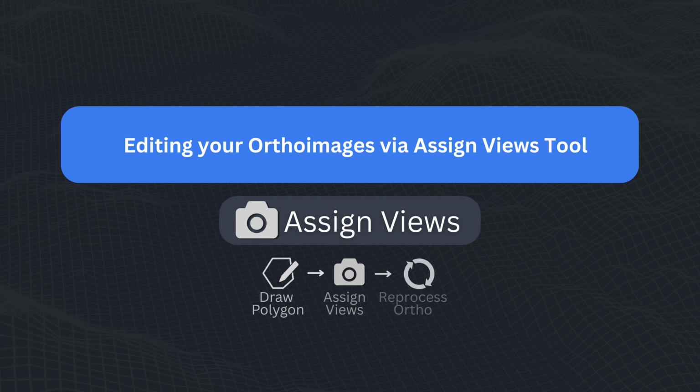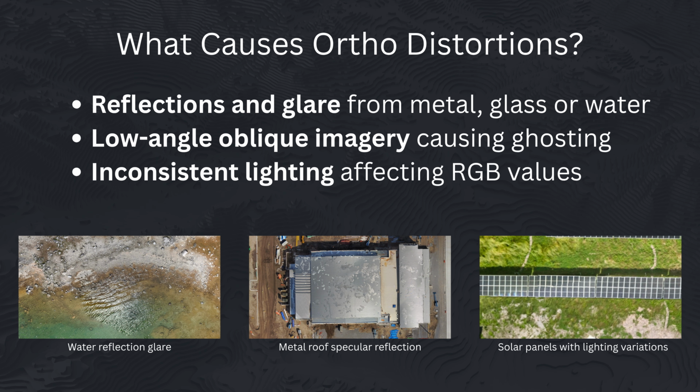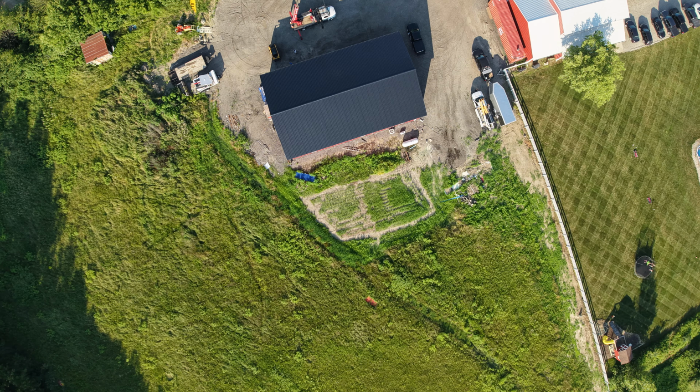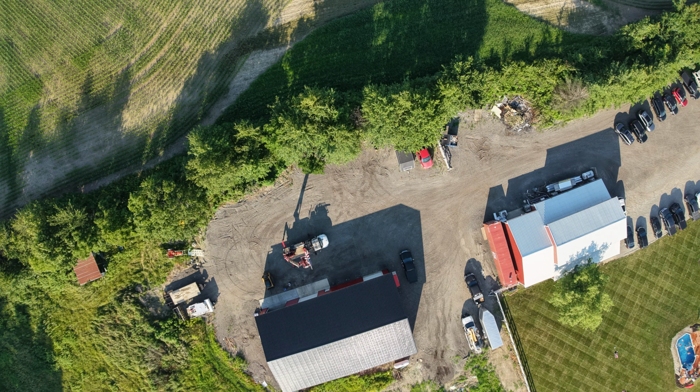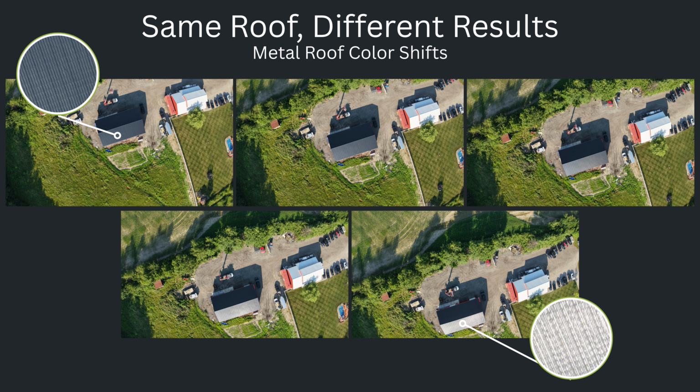If you've ever flown over a metal rooftop or body of water, you might have noticed strange streaks, color artifacts, or even missing pixels in your orthophoto. These distortions are typically caused by reflections or glare on shiny surfaces like solar panels, metal barns or industrial roofs, or standing water, low-angle imagery, introducing ghosting or perspective mismatches, and inconsistent lighting, causing wildly different RGB values across the same surface. For example, a metal rooftop might appear silver in one photo and bluish-gray or almost white in another, depending on the sun angle and camera view.